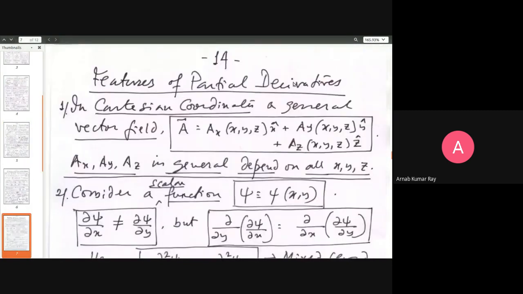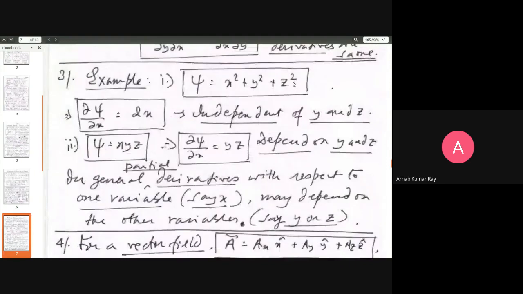Certain features of partial derivatives we shall touch upon before we go on to our next discussion. These are the features. A very important thing, arithmetically speaking, let us try to see. In Cartesian coordinates, you have a general vector field, Ax x cap, Ay y cap, Az z cap, where in the most general sense, each of these magnitudes, Ax, Ay, Az, can depend on all the three coordinates x, y, z.